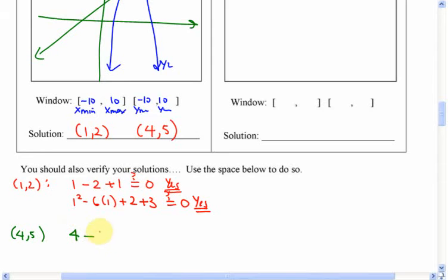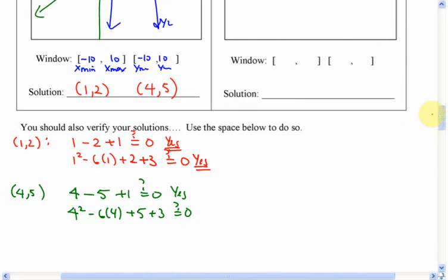4 minus 5 plus 1 equals 0. Yes. 4 squared minus 6 times 4 plus 5 plus 3, does that equal 0? 4 squared is 16. 16 minus 24, negative 8. Plus 8, 0, yes. So both work.